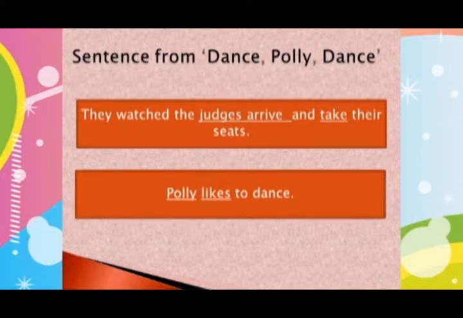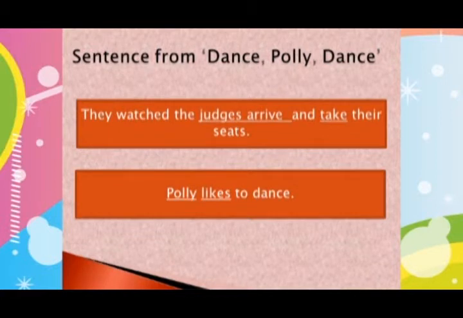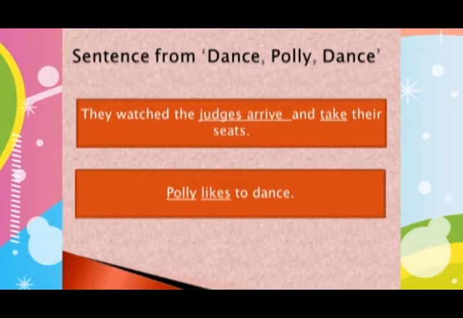Now look at the second sentence. Polly likes to dance. Polly is a singular subject, so the verb in the sentence also must be singular. The word likes is the verb in the sentence. It carries an S at the end.